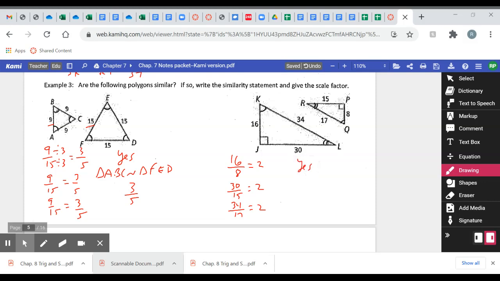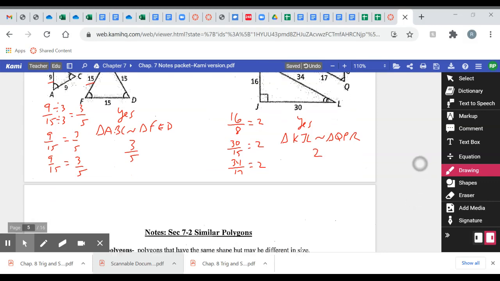So are the polygons similar? Yes. Corresponding angles are congruent. Corresponding sides are proportional. So I can write a similarity statement. I can say triangle KJL. Again, it doesn't matter how you name the first triangle, but if I chose to go KJL, 1 mark, 2 marks on the angles, I need to follow that same pattern on the other side, 1 mark, 2 marks, so QPR. And then the scale factor that we already found is 2.